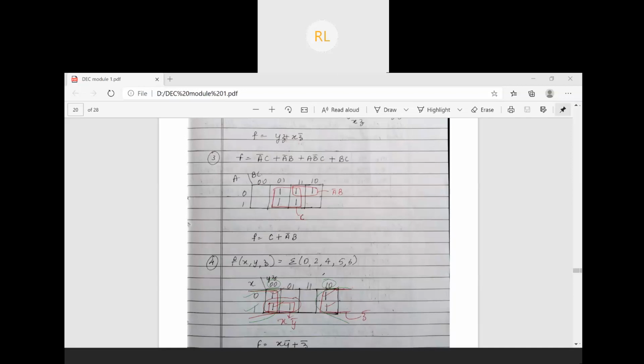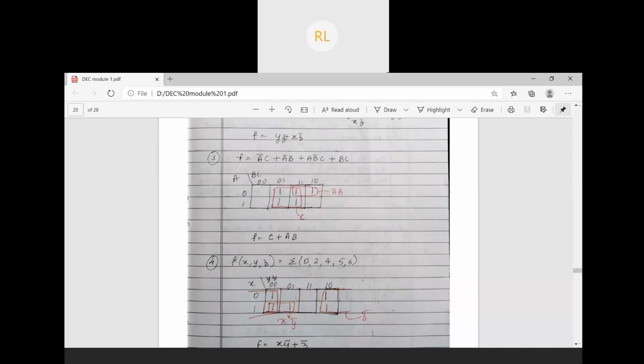In this, the 0 1 is going to get cancelled. 0 0 is going to stay, which means that is low z. Low z is nothing but my z bar. Similarly, I get my x y bar from this group of ones. So that makes my final equation. Is that clear, students? Are you clear with this fourth problem? Yes, sir. Okay, thank you.